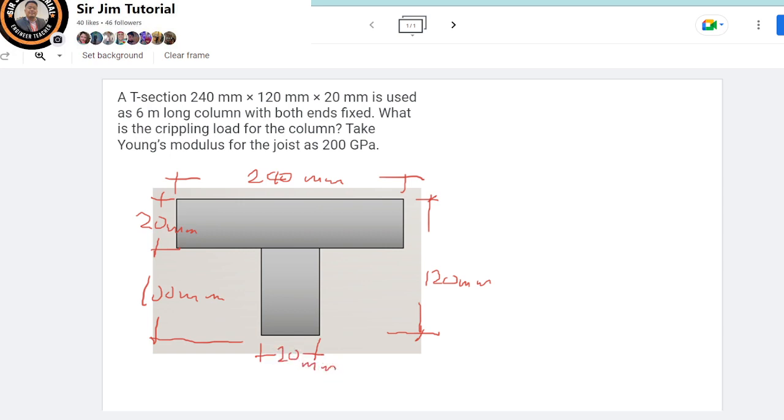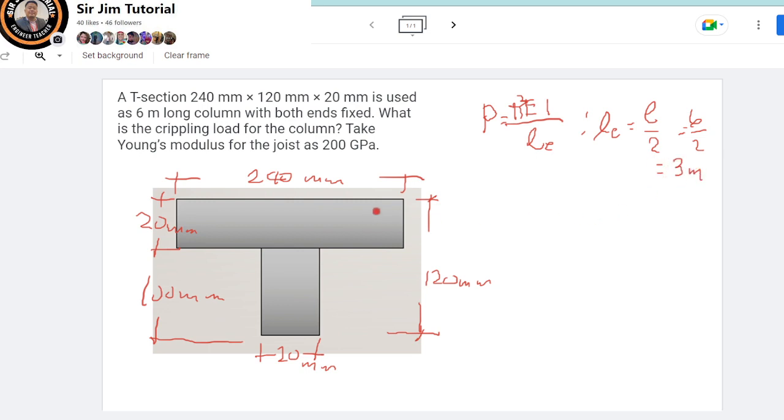Okay, so by Euler's formula, we know that P is equal to pi squared EI over the equivalent length. Now for this type of column, both ends are fixed. So our equivalent length is just equal to L over 2. In this case, our length is 6 meters long. So 6 divided by 2. This means equivalent length is equal to 3 meters.